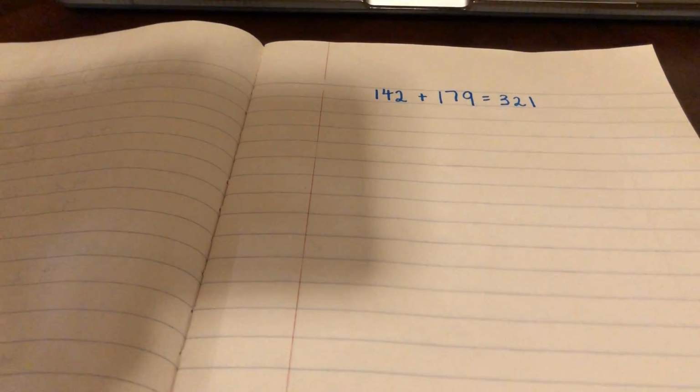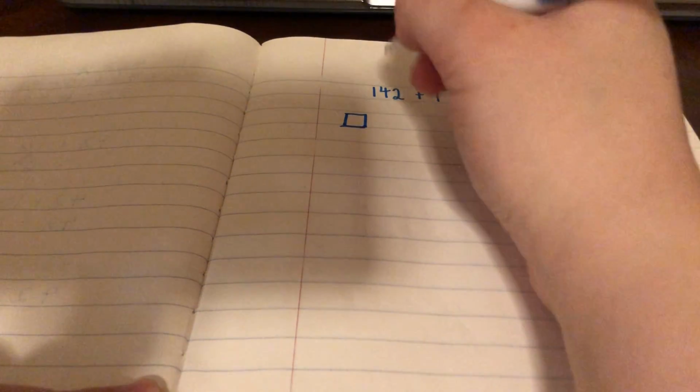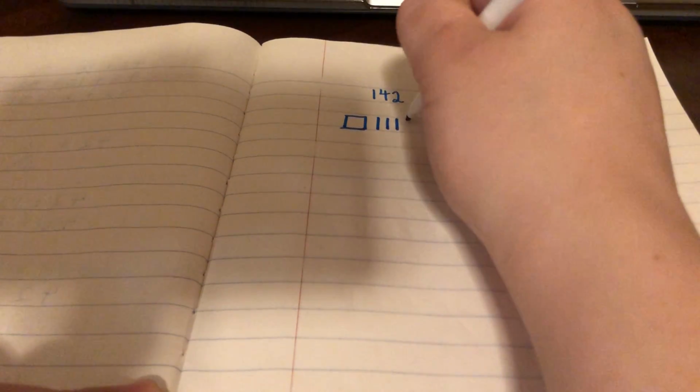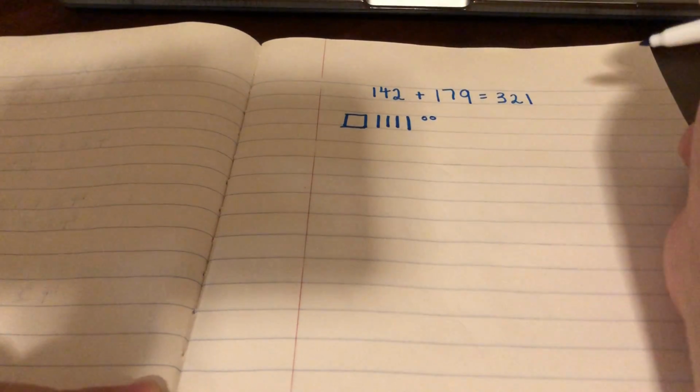So we're going to solve again making those pictures. I'm going to start by making the number 142. So I'm going to draw a box to represent my hundreds. I'm going to draw lines to represent my tens. So I need 4 lines. 1, 2, 3, 4. And I need 2 small circles to represent my ones.